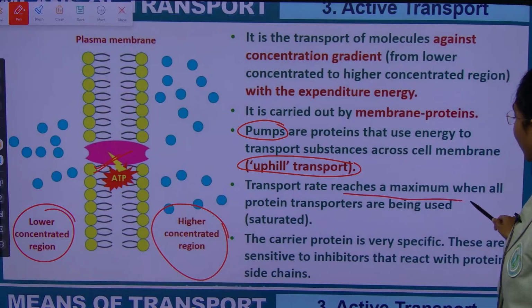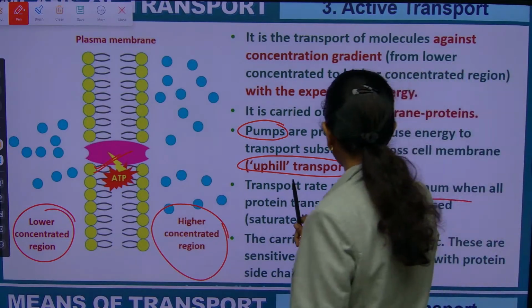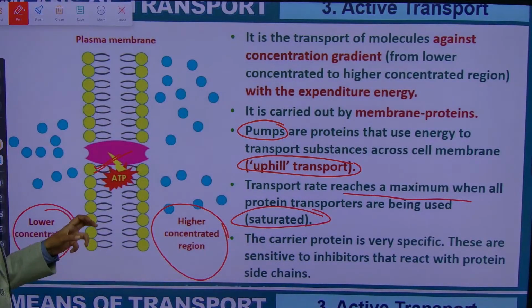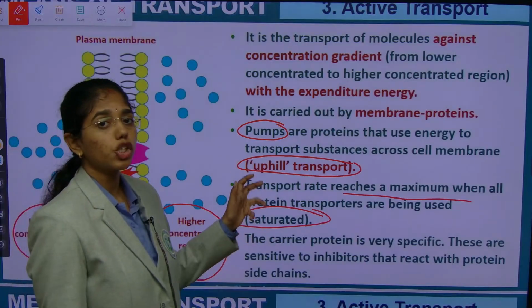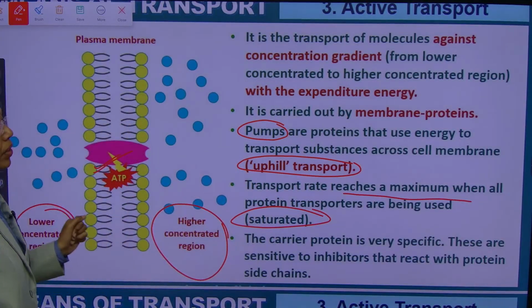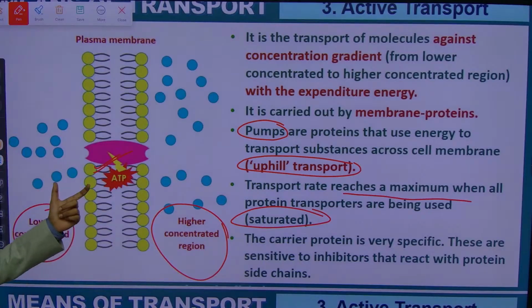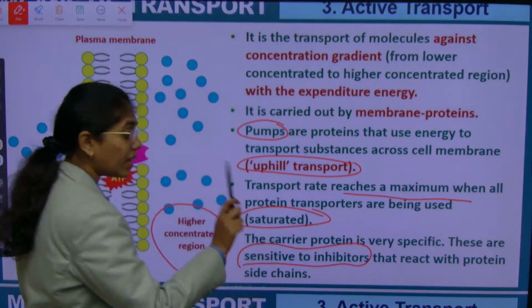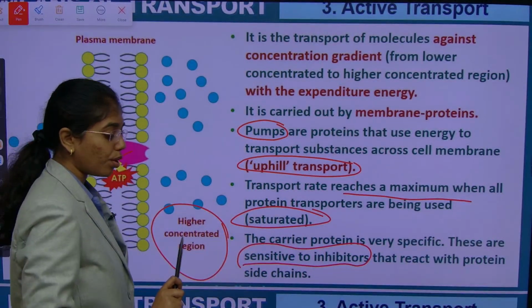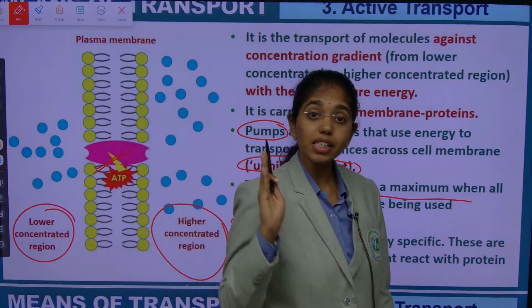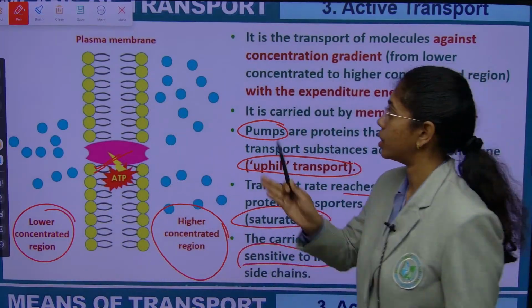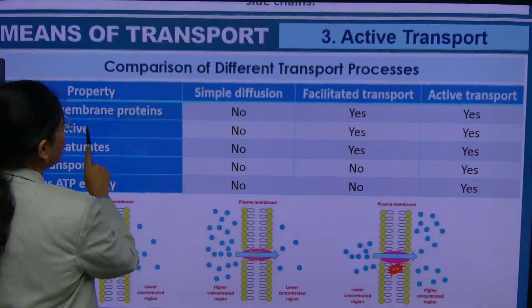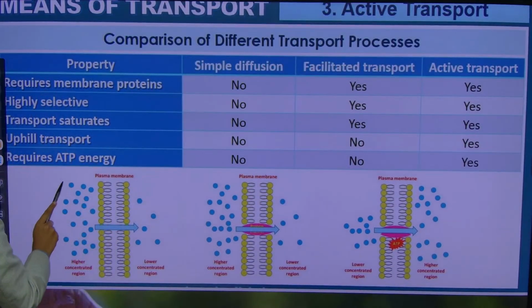Transport rate reaches maximum when all the protein transporters are being used up. Same is the case with facilitated diffusion, right? When all the transporters are used up, the transportation reaches the saturation level. The carrier proteins are very specific here, and these are sensitive to inhibitors. In facilitated diffusion also, the channel proteins and carrier proteins are specific and sensitive to inhibitors. Clear till here? Any doubt anywhere? Now, this table is very important, which is from your text.